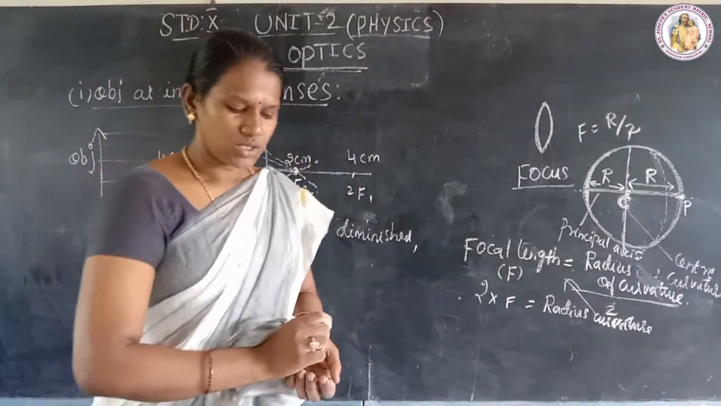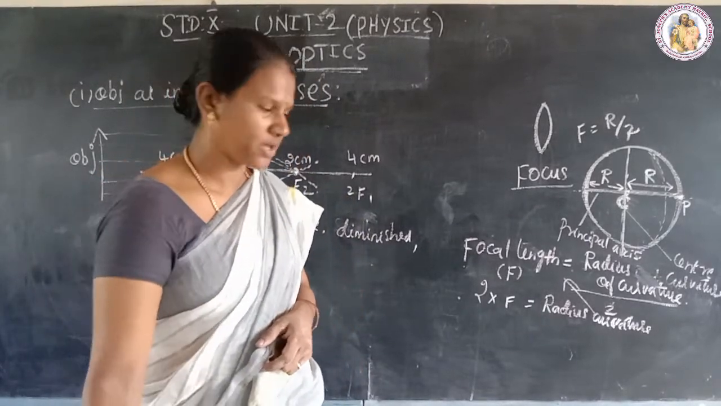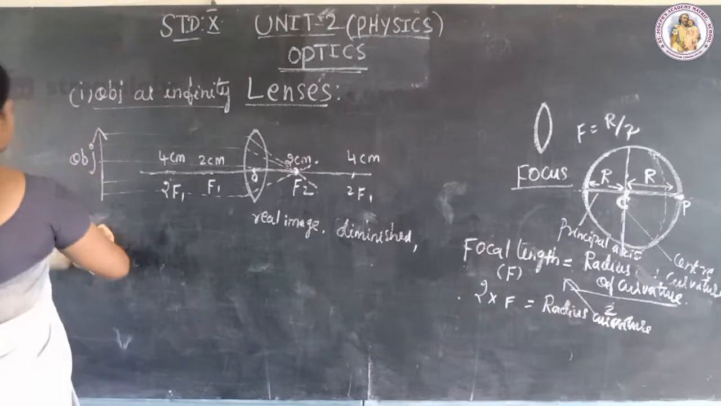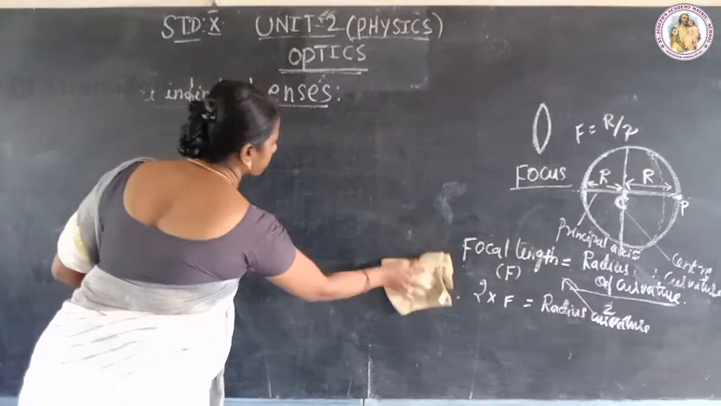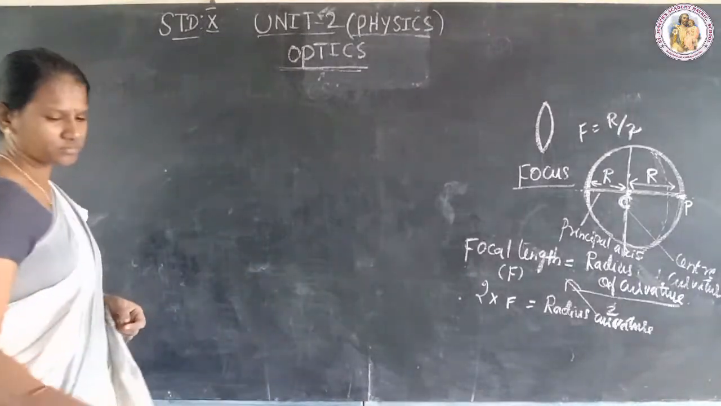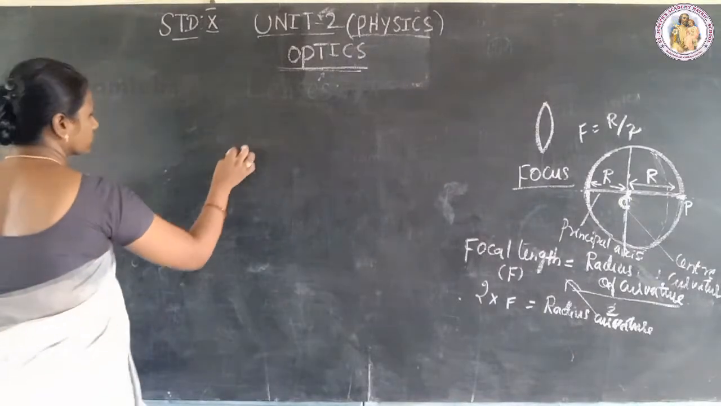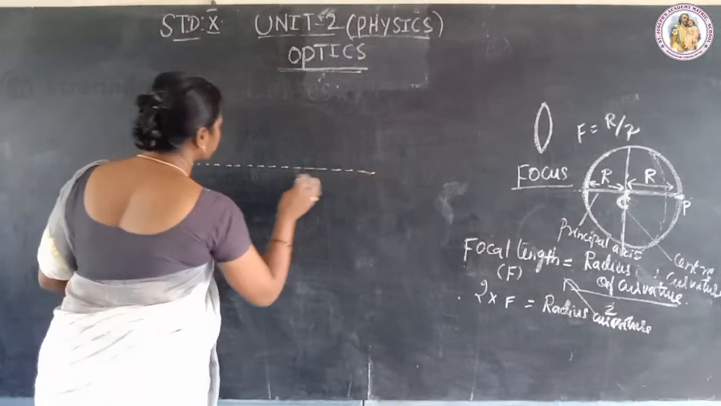Next, the object placed beyond C. That means beyond C. Here, what is C? The next case. See, the principal axis.